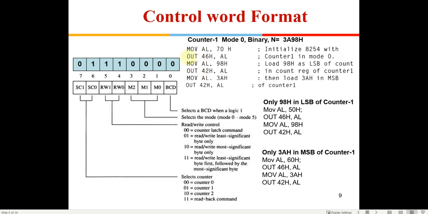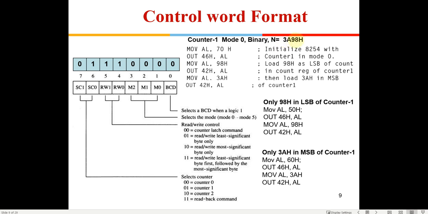I have inserted just one example here so that things are clear. Suppose we want to program counter 1 for mode 0 operation. Mode 0 operation, I told you, is going to be a simple down counter. Modes 1, 2 and 3 are going to be complex counters, we'll see that. For the time being, if we want to program counter 1 for mode 0, then it has to be binary counting, and the value of n which we want to put is 3A98.